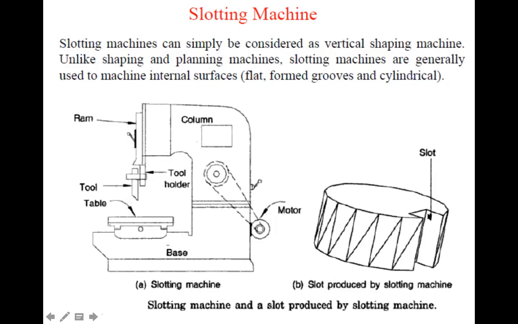But it is normally used to make this kind of slot. This is a typical workpiece. If you want to make this kind of keyslot or this kind of groove in the workpiece, we normally use this slotting kind of machining. And for the types of mechanism, the quick return mechanism, all these things are the same as in the shaper; the same kind of mechanism is there in the slotter also.